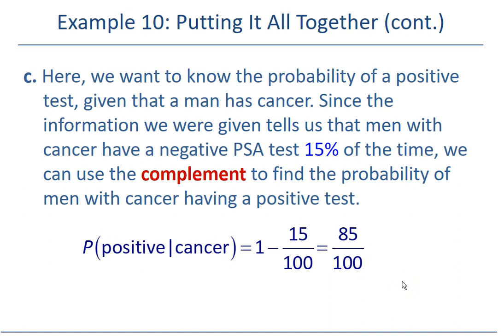Again, we showed this using the Venn diagram, and there's where we get the 85. 85 is, in a sense, the complement. If 15% don't have a positive test, then 85% have a positive PSA test.